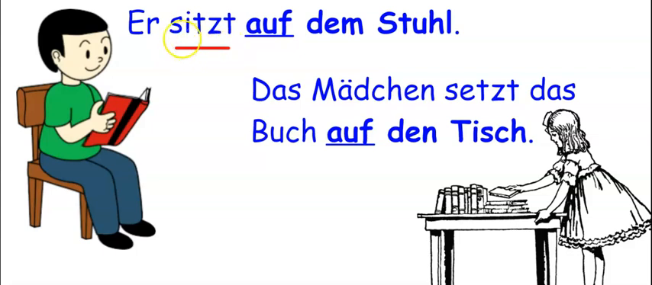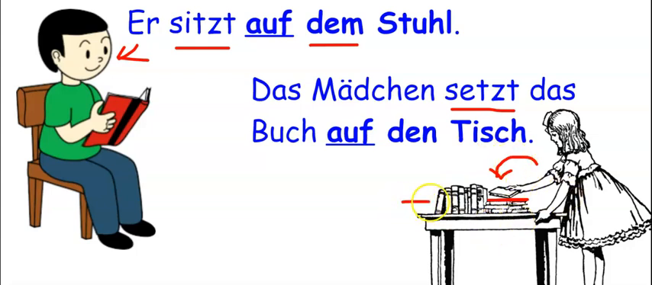So sitzt, we know from our previous notes in the previous slide, is going to take the dative case because it's talking about location. So sitzt auf dem Stuhl. Der Stuhl, masculine, becomes dative because we're talking about sitzen, location. Here, the girl is placing the book on the table. So the book's not there yet. See, there's a space. She's in the process of placing the book on the table. Therefore, das Mädchen setzt das Buch auf den Tisch, because it's not there yet.